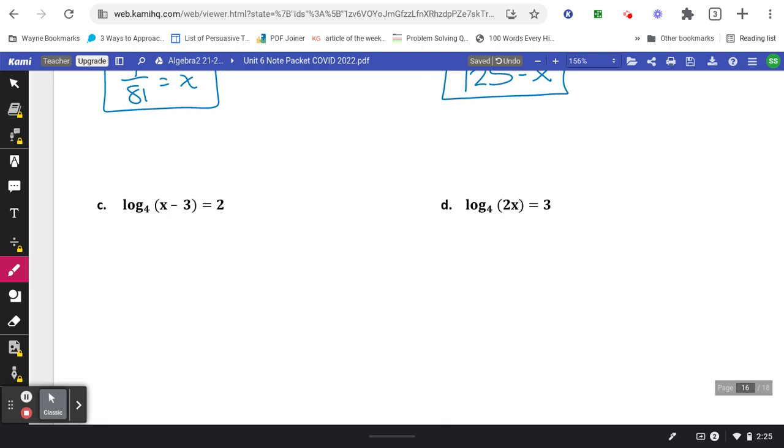Part C, start by rewriting first, last, exponent, and second. So this time you have something next to the X. We want to focus first on doing the exponent. So 4 squared is 16. Then you can get the X by itself by adding 3.